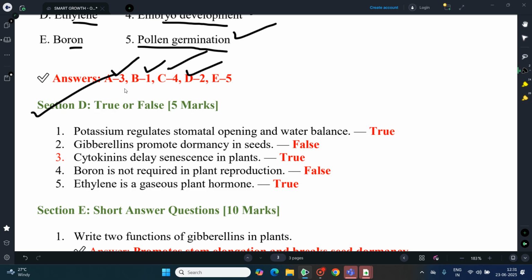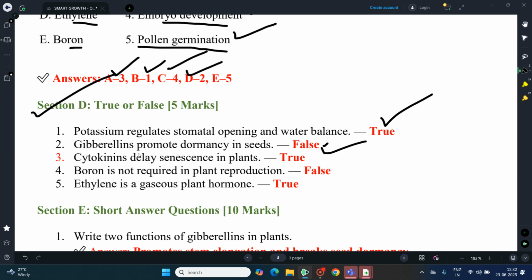Mostly each question carries about 1 mark, and some examiners ask about half marks. Potassium regulates stomatal opening and water balance. This statement is true. Gibberellins promote dormancy in seeds. False, because it breaks the dormancy. Not promote, meaning induction of dormancy. That is the false statement.